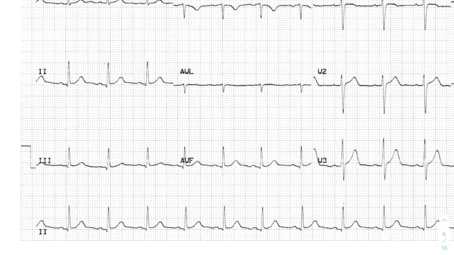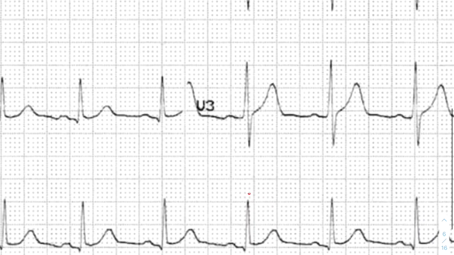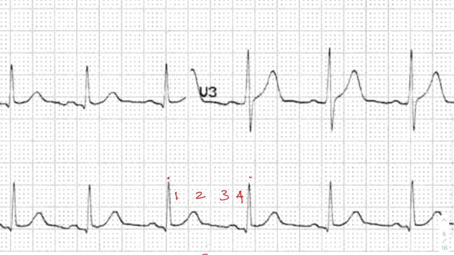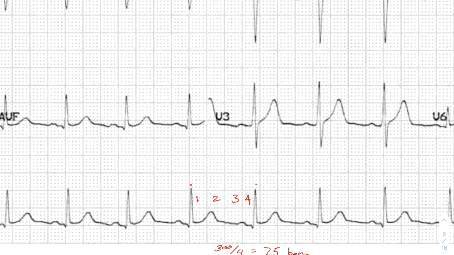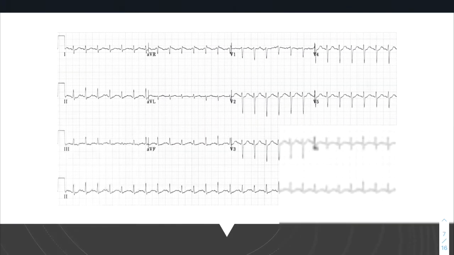So now that we know that, we know we can use the 300 method to determine this rate. It's always best if you find a peak that almost lines up on the beginning of a big box, so that one looks pretty good. And then you want to count how many big boxes are in between this RR interval. 1, 2, 3, 4, and not quite 4, but you're close enough. And then for the 300 method, we do 300 divided by 4. That equals 75 beats per minute. And that's a good quick way of determining the rate for this ECG. We'll go to a different example.